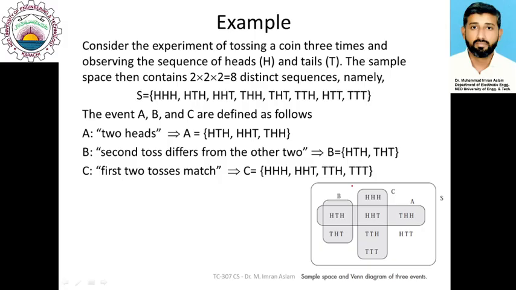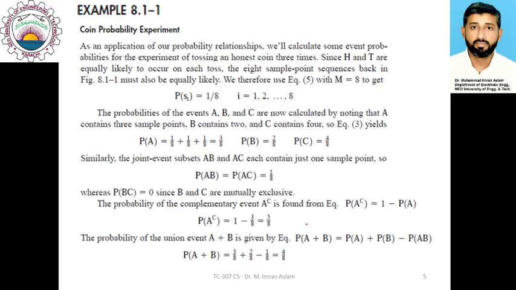And from this Venn diagram, we can easily see that B and C are disjoint sets, so they are mutually exclusive, whereas A and C have a common element, which is HHT. B and A also have a common element, which is HTH. Okay, so this is our Venn diagram. So let us try to make some calculations.